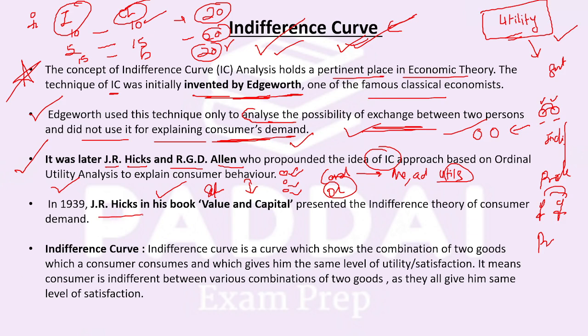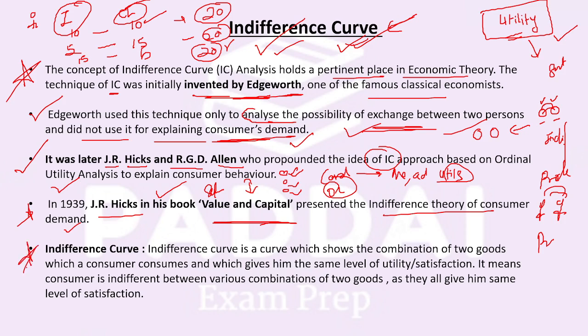In 1939, J.R. Hicks, in his book Value and Capital, presented the indifference theory of consumer demand. So you need to know this author's name. You may get the question: which is the book, who presented the indifference theory of consumer demand, and so on.